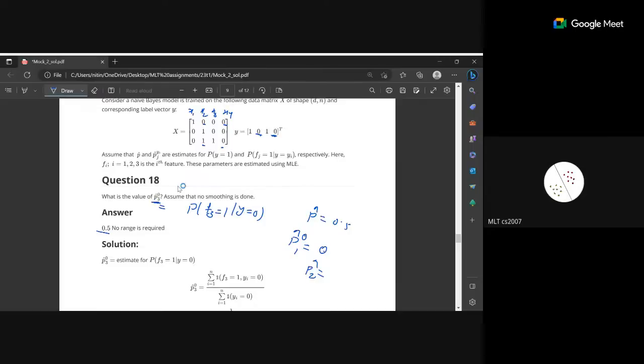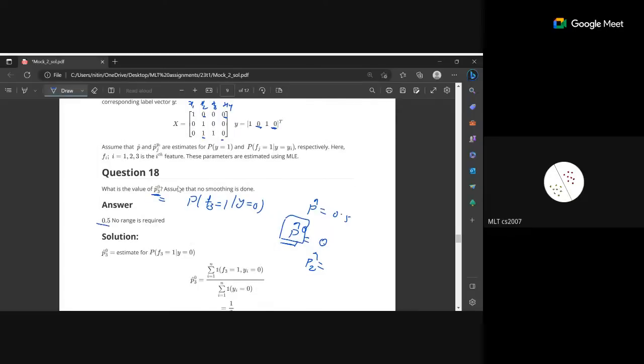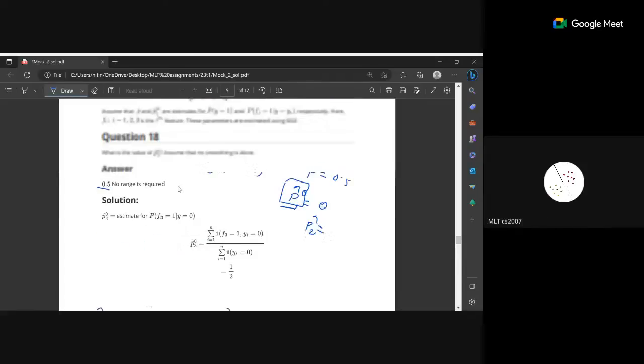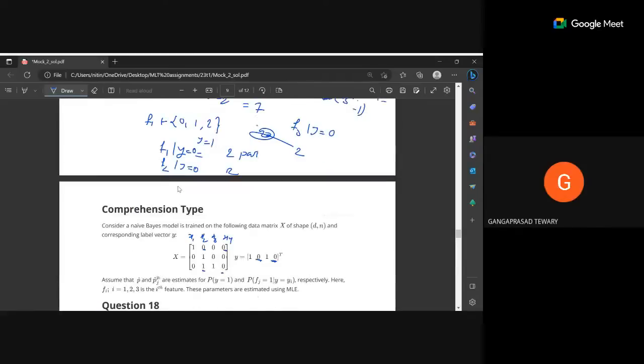What does this mean? Where are you pointing? Does it mean zero label and the first feature is 1? P10 is y equal to 0 and feature 1 equal to 1. So feature 1 is 1 and y is equal to 0 is what we are computing. Show the question. Here y is equal to 0, you have two places.